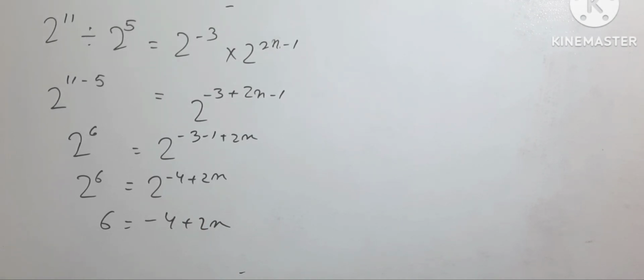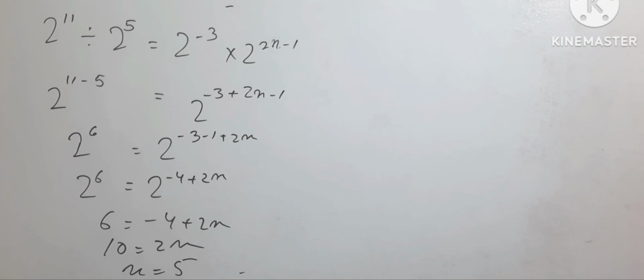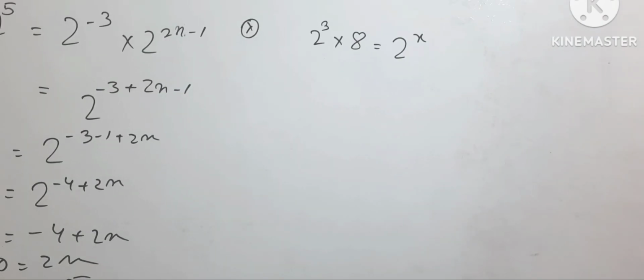When everything is solved, what is the next step after that? So the 4 will go to this side, and like terms together, 2n. So n is equal to how much? 5. Simple, na? Yes sir. So it's simple.